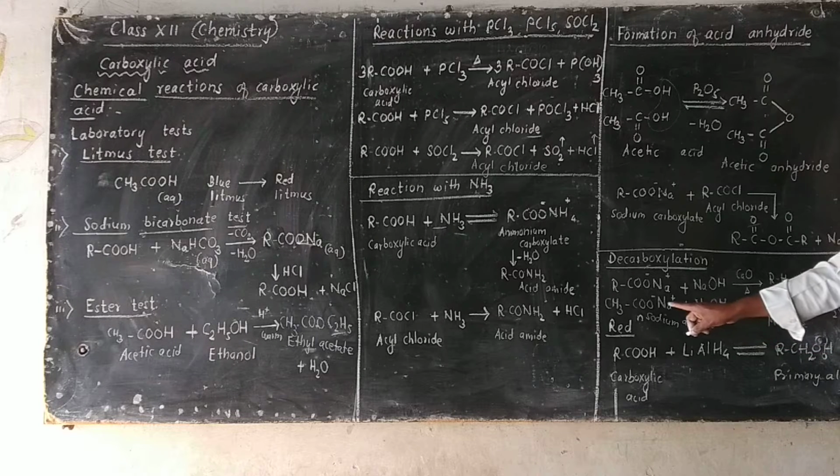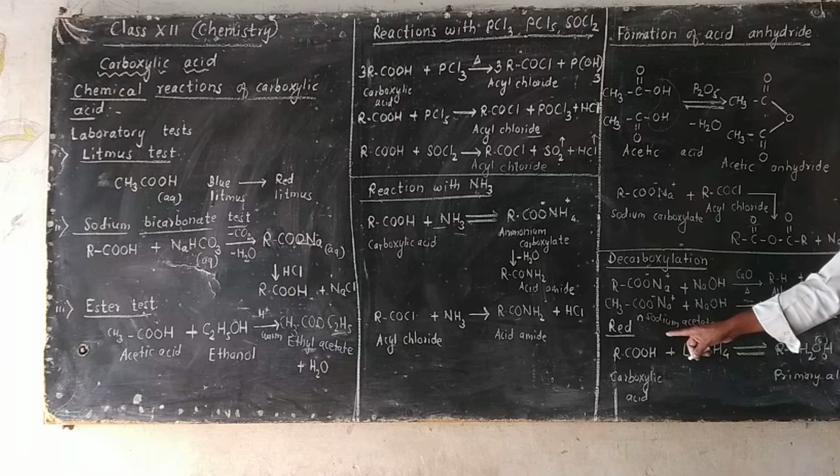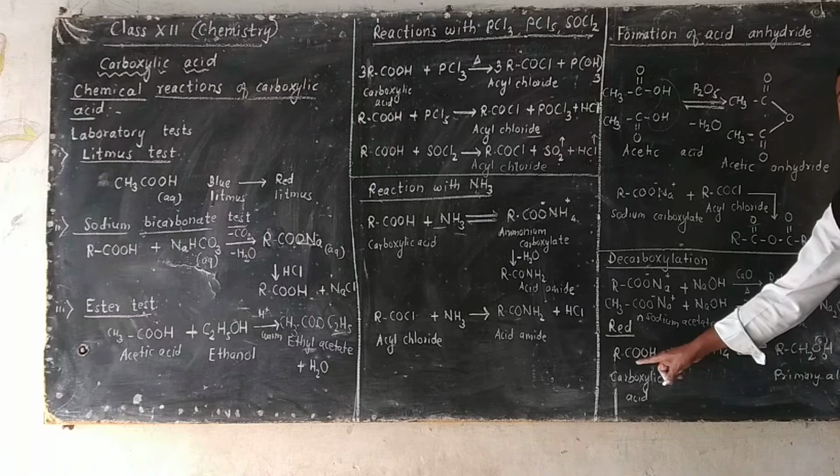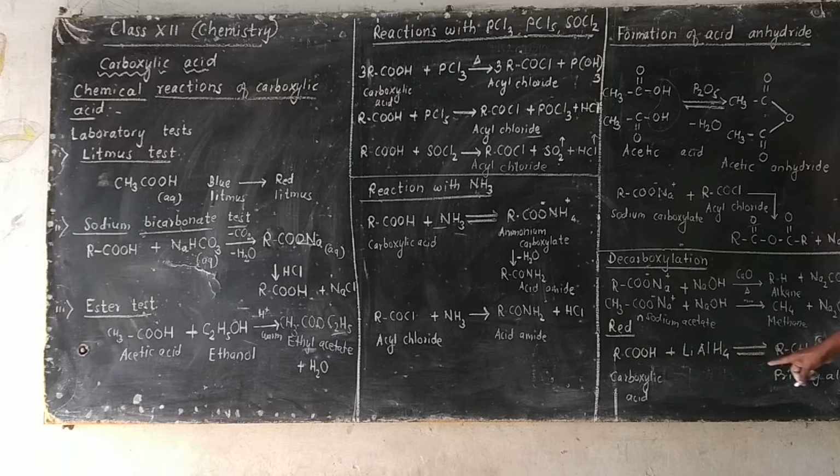And one more reaction, that is reduction. Here lithium aluminium hydride is used as a strong reducing agent that reacts with carboxylic acid to form primary alcohol. So here lithium aluminium hydride will provide hydrogen, and the carboxylic group is converted into primary alcohol. So in this way there are some reactions of carboxylic acid.